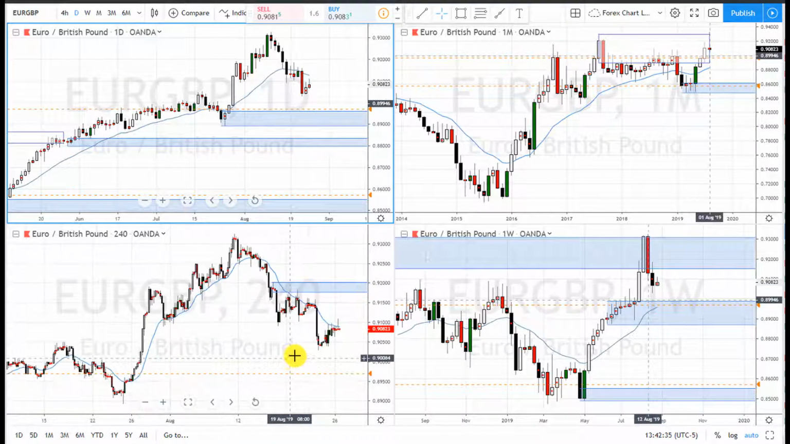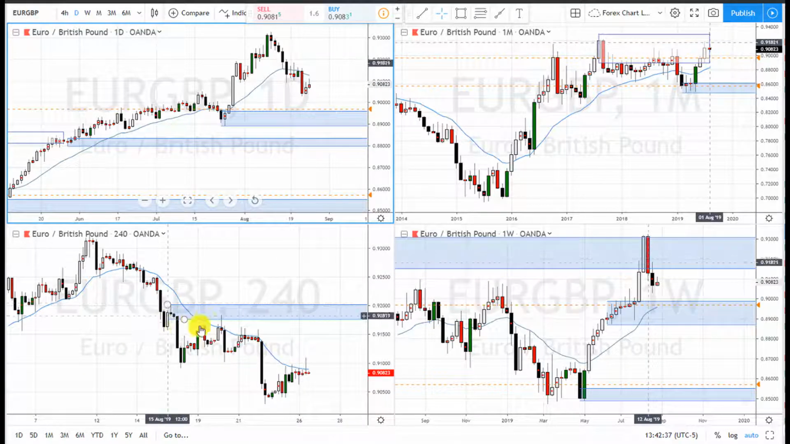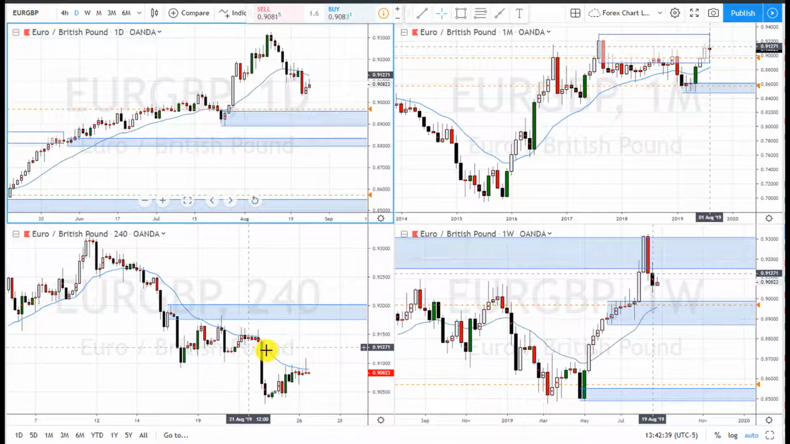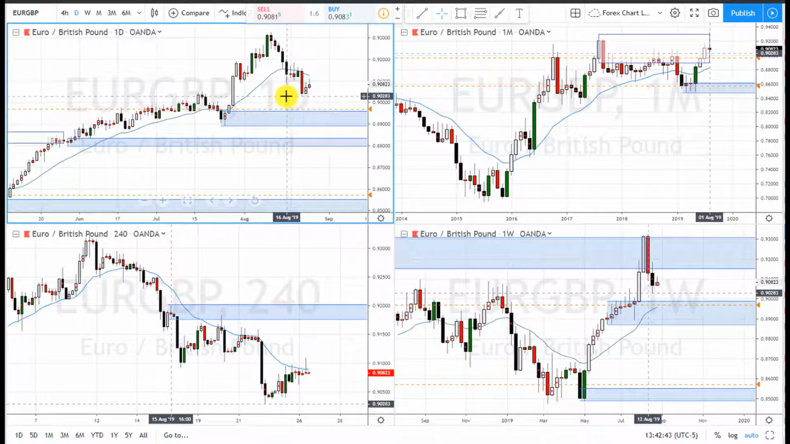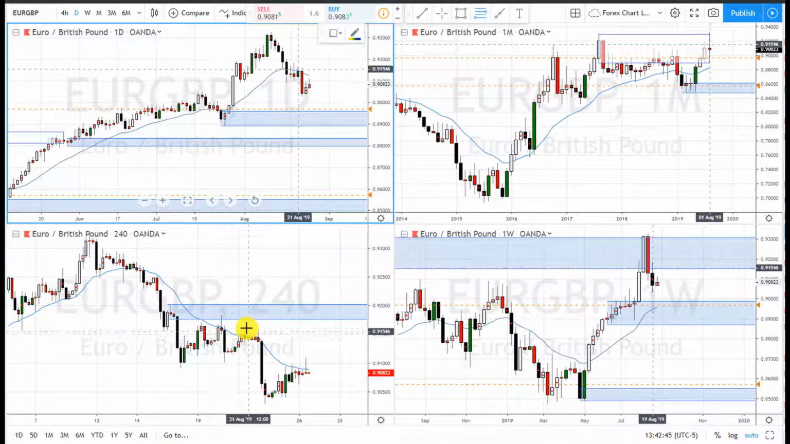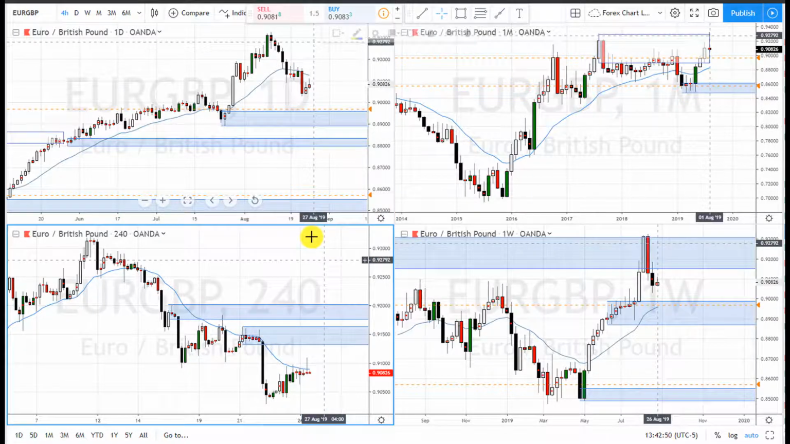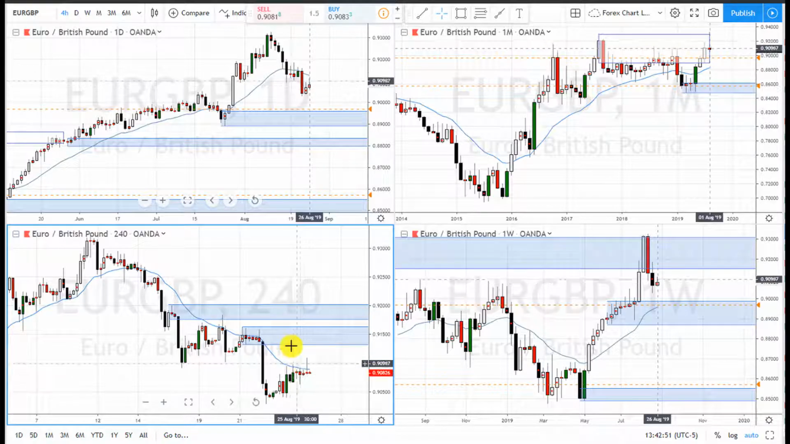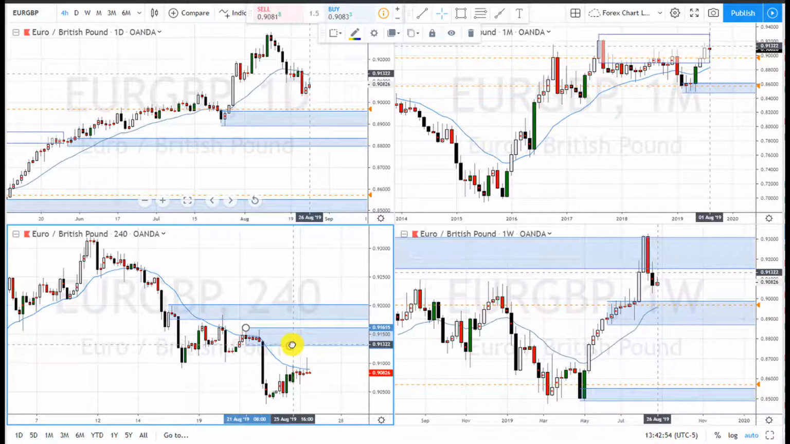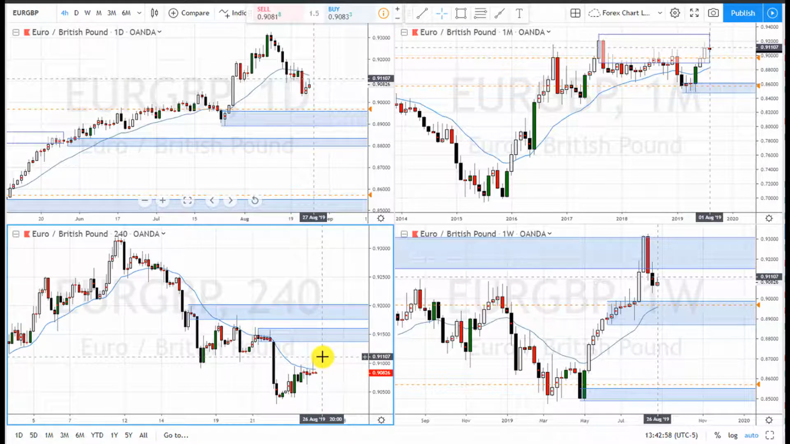On the 4-hour, this area of supply is in control, and then in this area, it created this new area of supply right here.